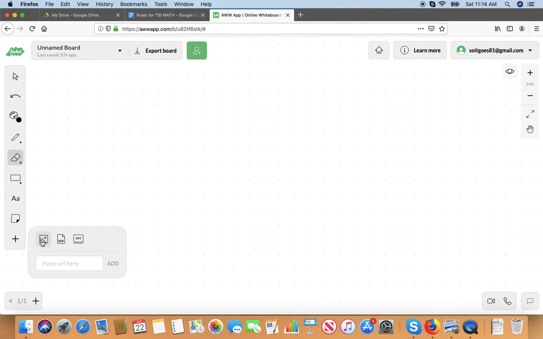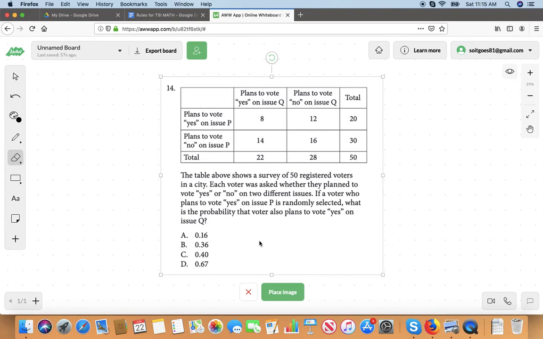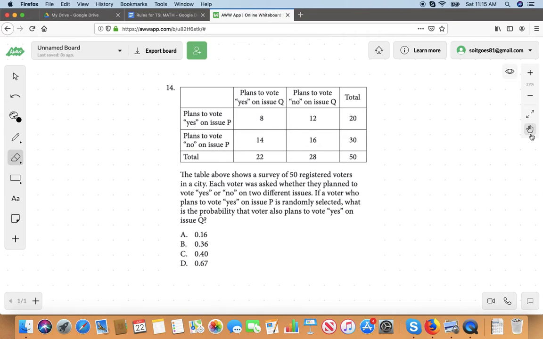Clear on that? I think I just have one more question coming up. Yes, probability. They are going to test you on probability. Okay. Question number 14 reads, the table above shows a survey of 50 registered voters in a city. Each voter was asked whether they plan to vote yes or no on 2 different issues. A voter who plans to vote yes on issue P is randomly selected. What is the probability that the voter also plans to vote yes on issue Q?